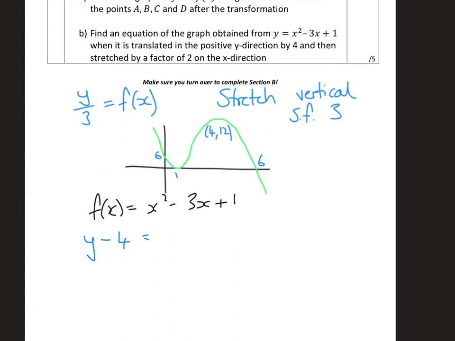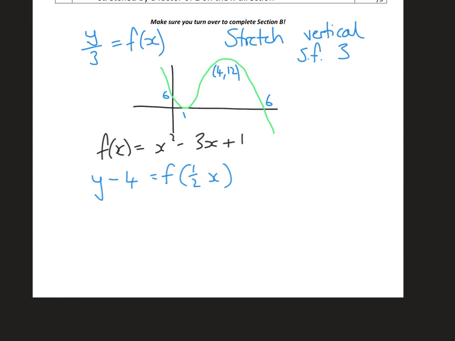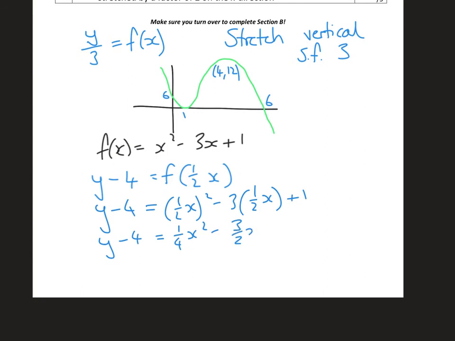It's stretched by a scale factor 2 in the x direction, so that means it's going to be next to the x. Stretch means it's times or divide, and I do the opposite, so it's going to be a half, because that's the same as dividing by 2. So I'm going to sub in a half x into my function, so I get y minus 4 is a half x squared, take away 3 times a half x, plus 1, and then just simplify it to give a quarter x squared minus 3 over 2 x plus 1, and then add 4 to both sides. So y equals a quarter x squared minus 3 over 2 x plus 5.